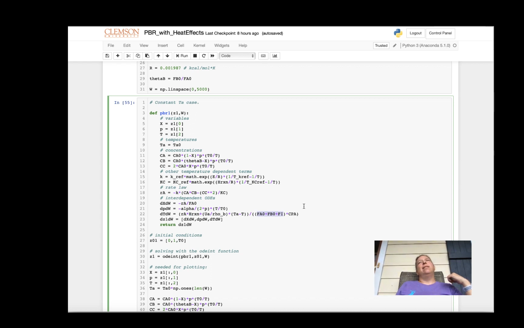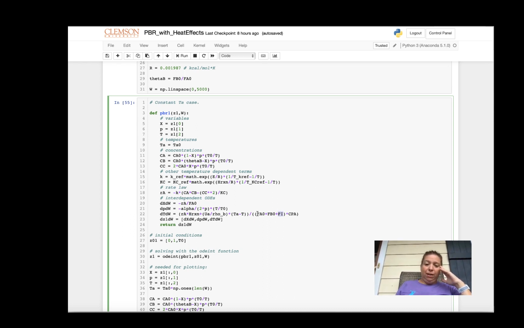The reason for that is since the number of moles or the molar flow rate does not change over the course of the reaction, that means that at any point it's always going to be that entering. So FA0 plus FB0 plus the flow rate of this inert. The inert never reacts, so the inert flow rate doesn't change anyways.